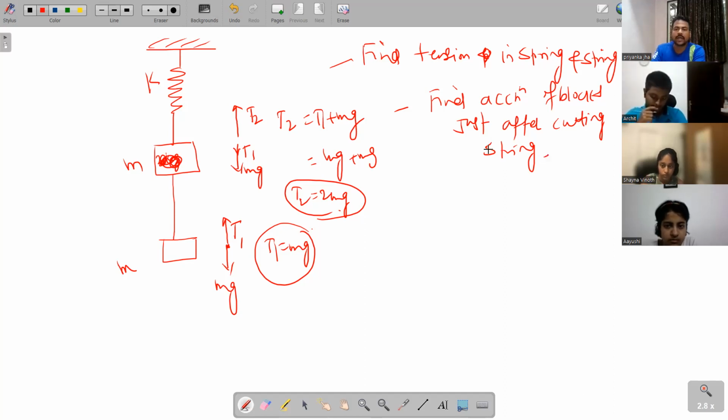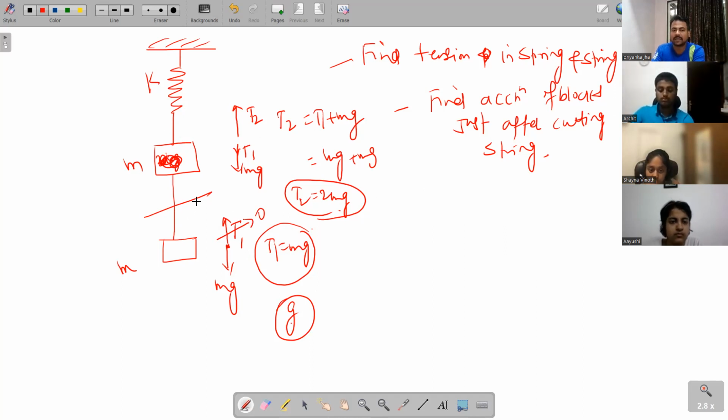Okay, I'll explain. As soon as you cut the string, you know that tension will become 0 in the string, right? So for this body, this T1 will become 0. So only mg will be acting on this body. So it will come down with acceleration how much? g, na? mg divided by m, so g. But for the other, after cutting this string, tension in the string will become 0. So T1 will become 0.